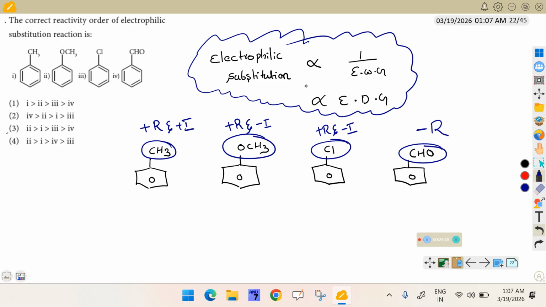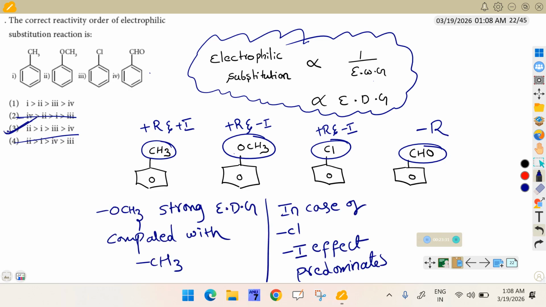So it is inversely proportional to electron withdrawing groups. So CHO is least, the 4th is least, and 2 options are there. Among these, OCH3 acts as a strong electron donating group according to plus R order. So the second option is also wrong, and the third option is the correct option. So this is the reason.